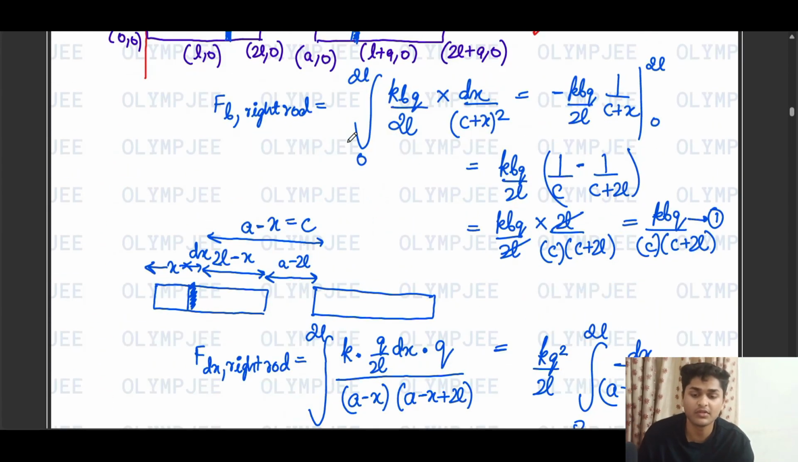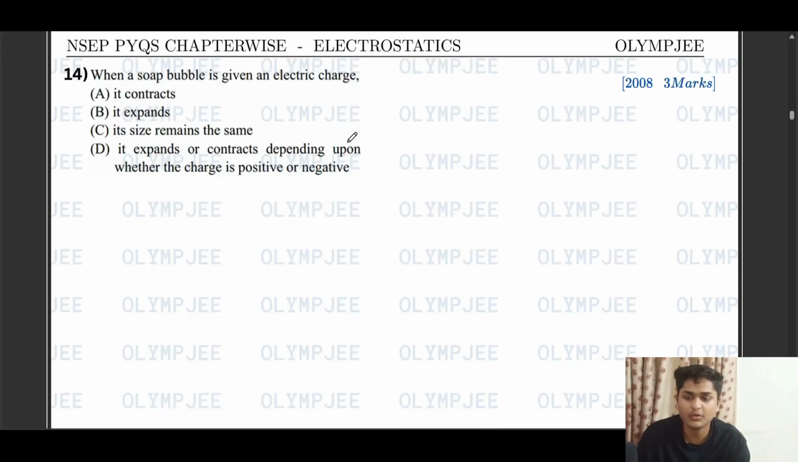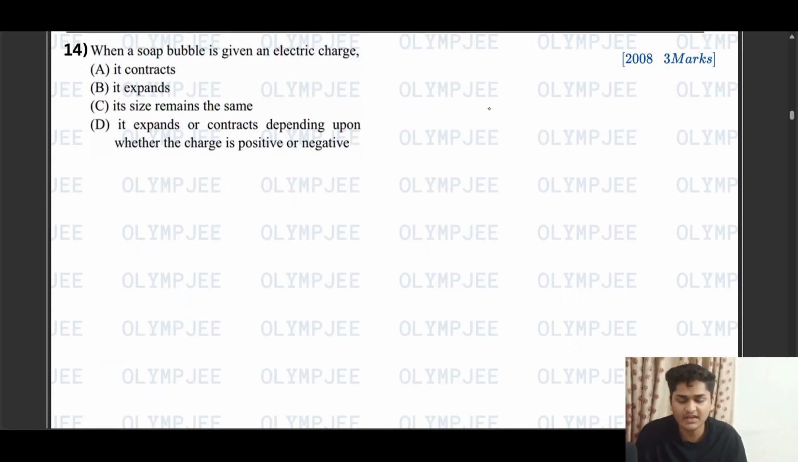So question 13 was good. Moving on to question 14, we have, when a soap bubble is given an electric charge, it contracts, it expands, size remains same. So we need to comment on the size. So let us draw a soap bubble.